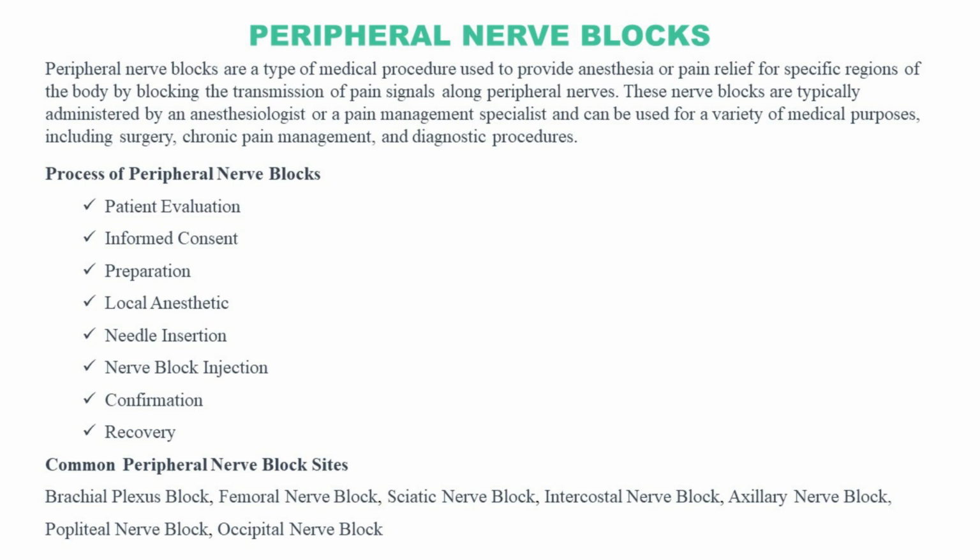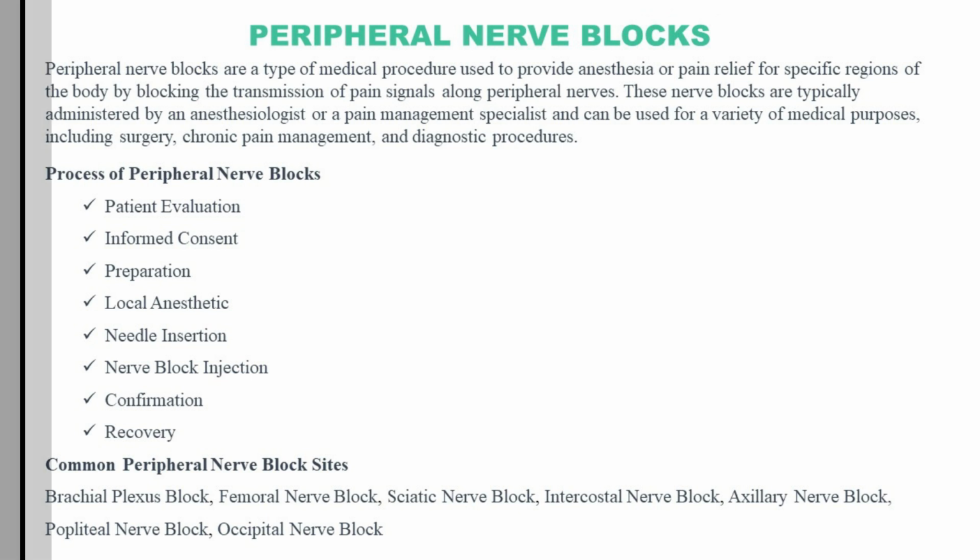These are just a few examples of common peripheral nerve block sites, and there are many others depending on the specific needs of the patient and the nature of the procedure or pain condition being treated. The choice of nerve block site and technique will be determined by the healthcare provider based on individual circumstances.